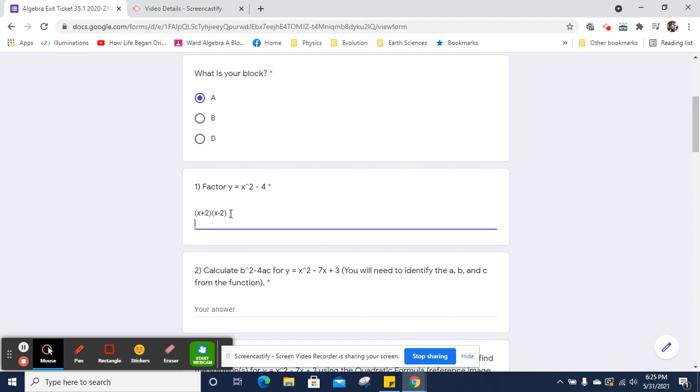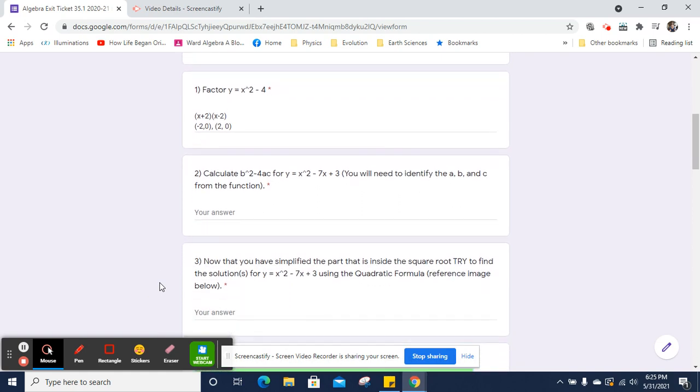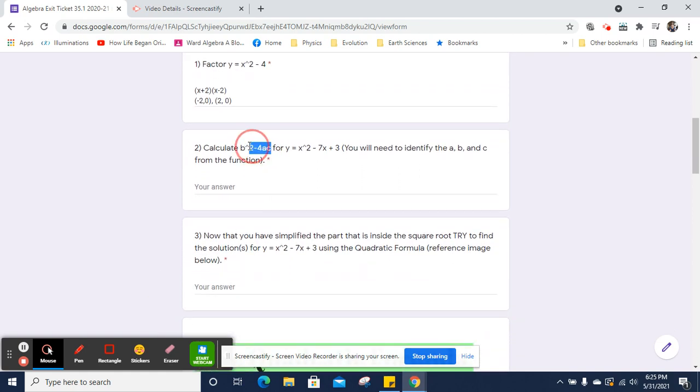And what that tells us, of course, is the x-intercepts of this would end up being (-2, 0) and (2, 0), based on those factors. Okay, the y-intercept, by the way, is just negative 4. Okay. And we're going to calculate b squared minus 4ac for this quadratic. So we know that a here is the x squared coefficient, so a is just 1, because nothing is being multiplied by x squared other than 1.